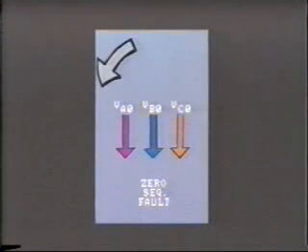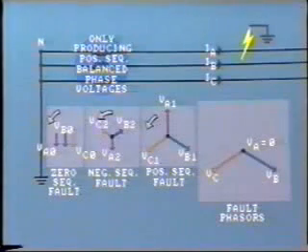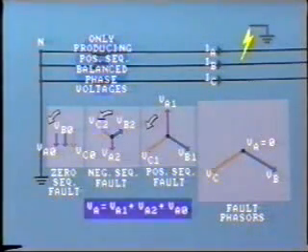Now, another interesting factor becomes apparent. The V0 components in each of the phases are of identical magnitude and all are at the same phase angle. In fact, these voltage components have no sequence at all. So they are called zero sequence components. To review, to get each phase voltage at the fault, we add the three components together. For example, VA equals VA1 plus VA2 plus VA0.